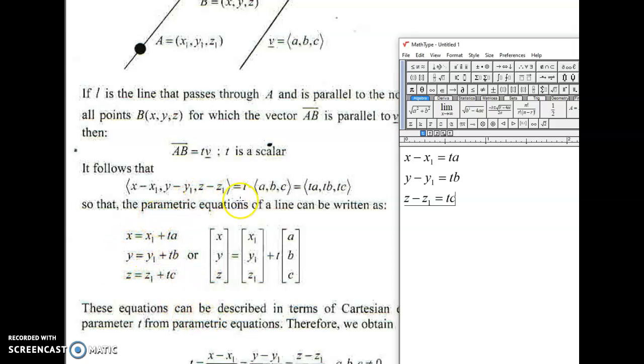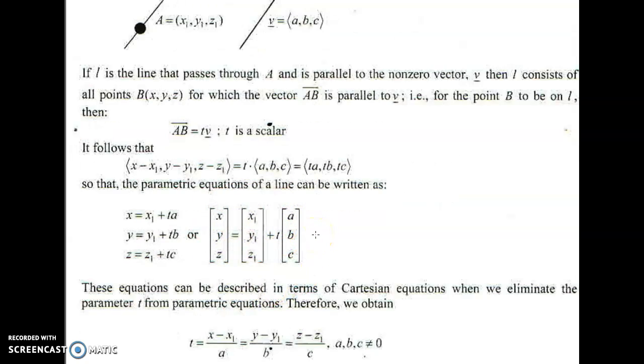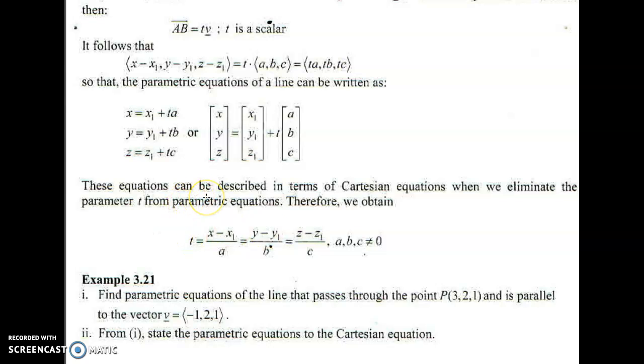If we change it into matrix form, this is how it will become. This equation can also be described as a Cartesian equation, where we eliminate the parameter t. In other words, we rearrange all of these equations in terms of t, meaning t will be on the left hand side and the others on the right hand side. So this is what you get.